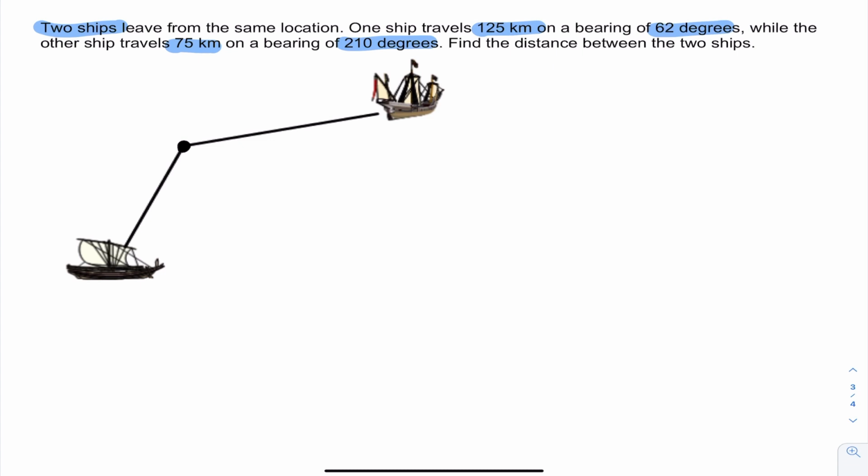Well, first of all, this idea of bearing, how bearing works is it's measured from your northern direction. So in this case, if we look at the first ship, it has a bearing of 62 degrees, which means the angle from here to here would be 62 degrees. The second ship has a bearing of 210 degrees, so it's going to go from the northern direction all the way around, and that measure here is going to be 210 degrees.